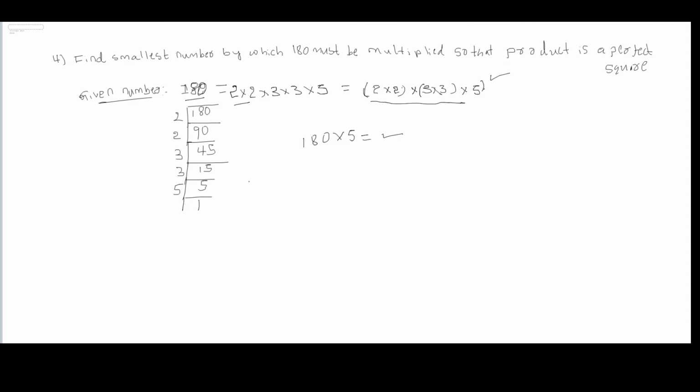Thus we must multiply the number by 5, so that the product is a perfect square.